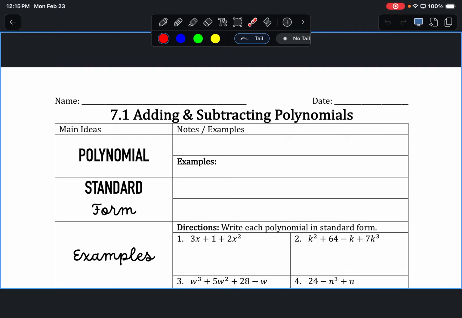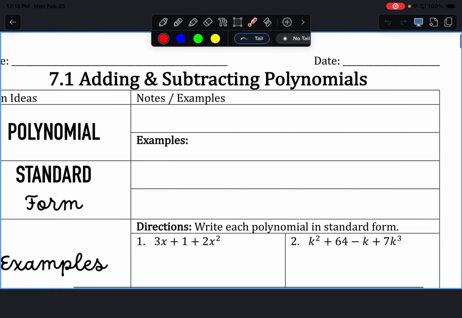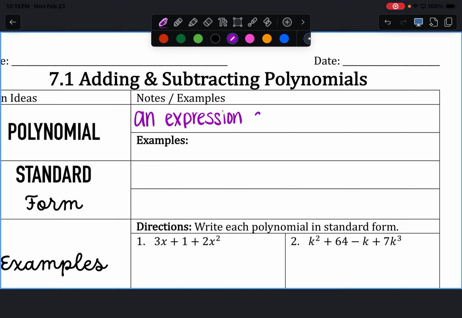Now, we are going to look at polynomials. When we're talking about a polynomial, we are talking about an expression consisting of multiple parts or many terms. So right here, we are going to write that it is an expression consisting of many terms.